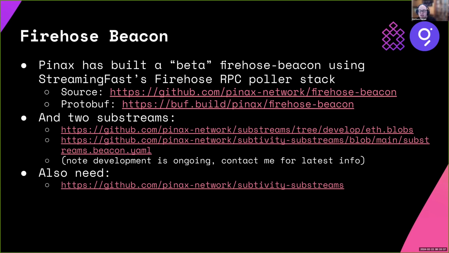If you want to start looking at what we built, we have some links. We also built some Substreams to use the Firehose, and I'm going to show you a quick demo of one in a couple of slides, which also needs the Substreams sink, which is the last link on the page. So we can read the blocks using the RPC poller, store them as Firehose blocks, and process them with Substreams, and then whatever you normally do with Substreams, you can do once you have the Firehose blocks. And the Firehose blocks do contain the blobs.